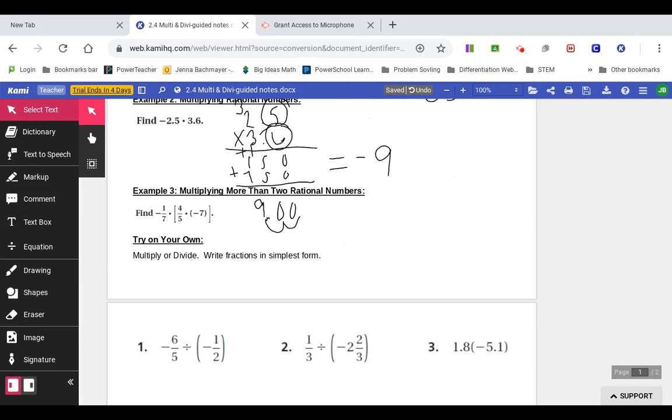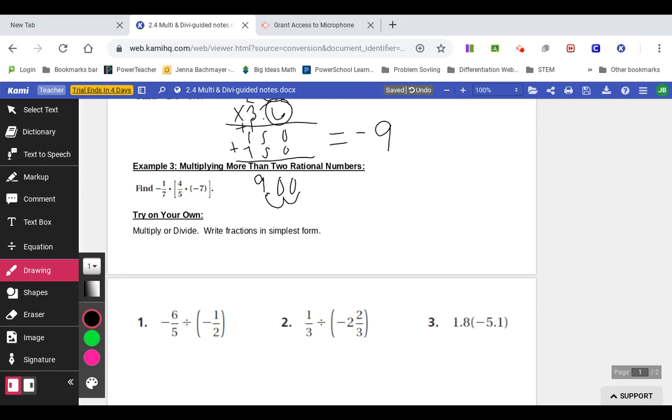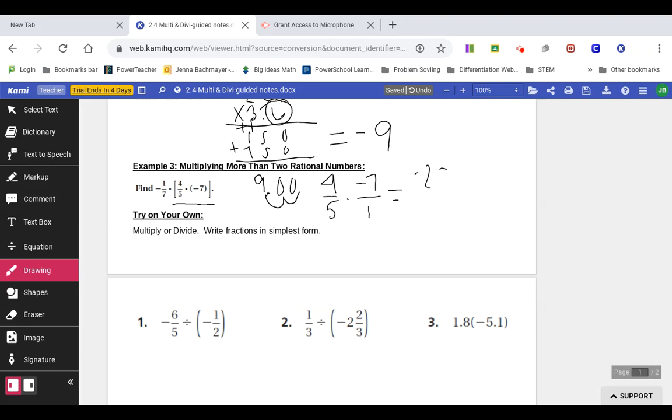All right, example 3. We're multiplying more than 2 rational numbers. So let's go ahead and try this. I see -1/7 times bracket 4/5 times -7. We want to take care of everything inside the bracket. So I'm going to do 4/5 times -7. Just going to drop a 1 under it and multiply across. So I get -28/5.